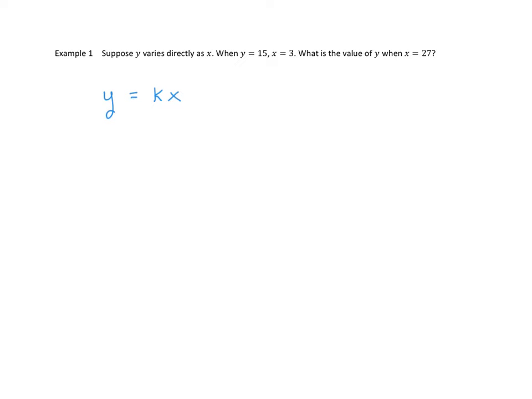So I'll put 15 in for y. I'll put 3 in place of x. Clearly you're going to solve for k by dividing both sides by 3, and you get that k, the constant, it's definitely not 0, but it's equal to 5. So this actually gives you the equation for how y varies directly as x. y is equal to 5 times x.